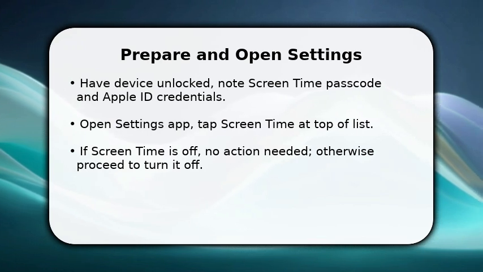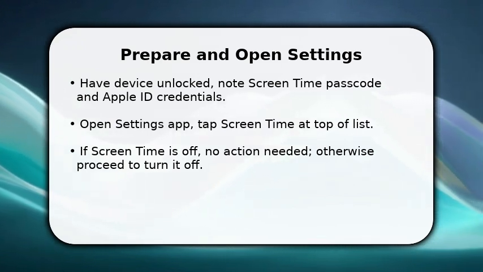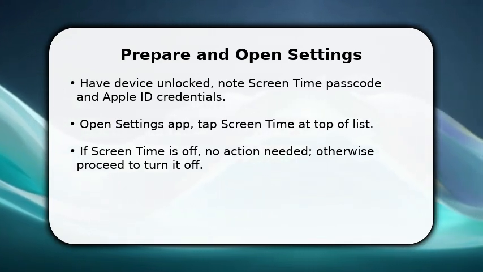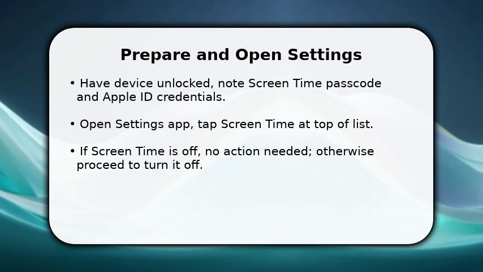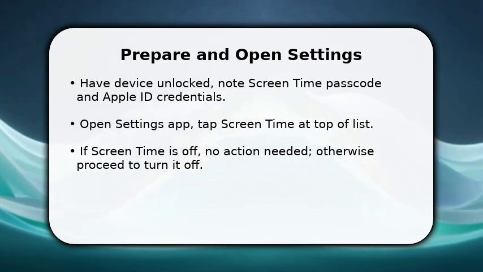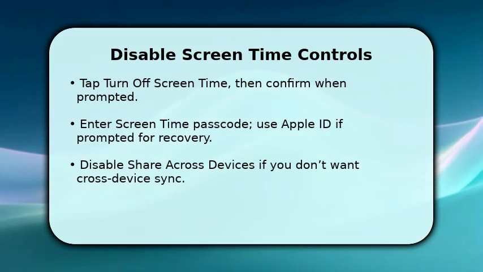Next, identify whether you're disabling screen time for this device or for a child account. That choice affects the next steps. Make sure you're ready to enter the passcode when prompted. Tap Turn Off Screen Time and then confirm your choice.